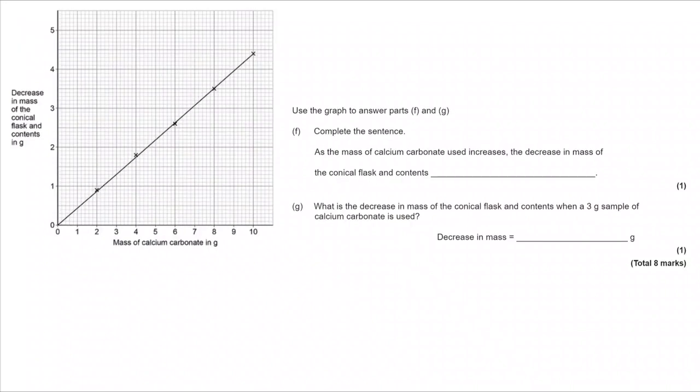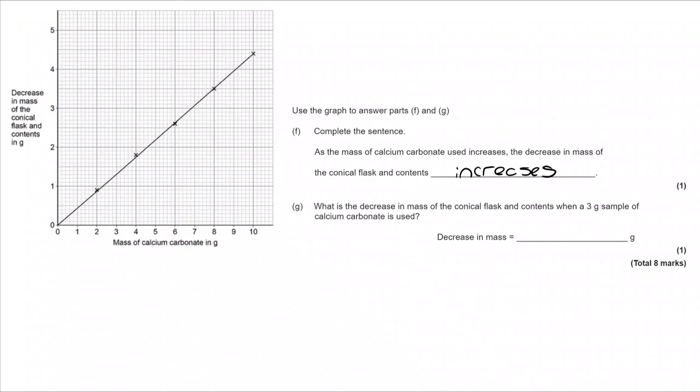Still with the graph, use the graph to answer parts F and G. Complete the sentence. As the mass of calcium carbonate used increases, the decrease in mass of the conical flask and contents. And what we're looking for here is it increases. There is a proportionality between the two. As the x-axis value increases, so does the y.